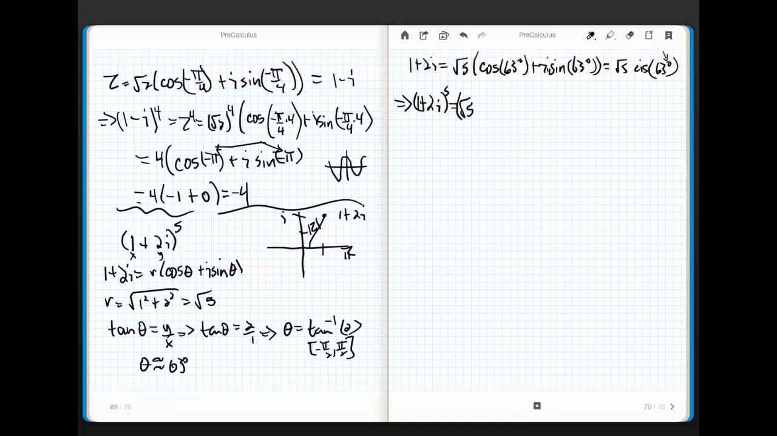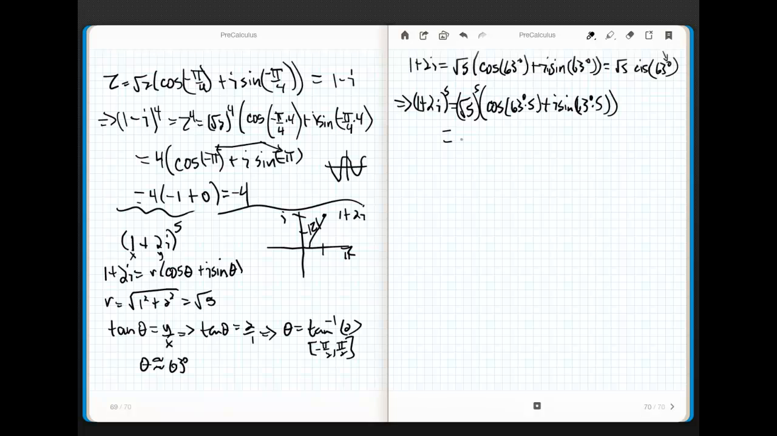It's going to be root 5 raised to the fifth, bunch of 5s flopping around, right, times the cosine of 63 degrees times 5 plus i sine of 63 degrees times 5, right?